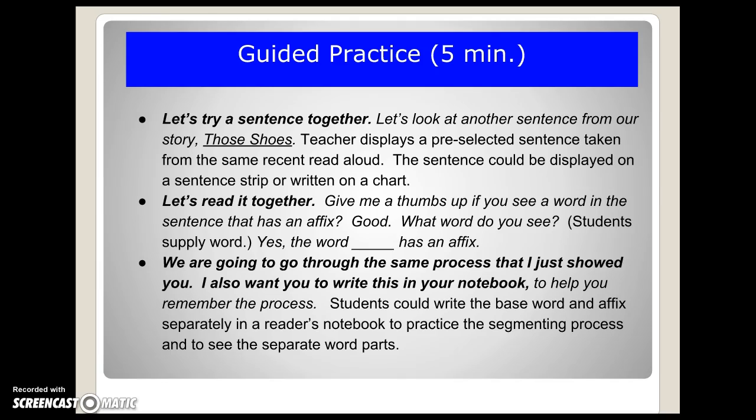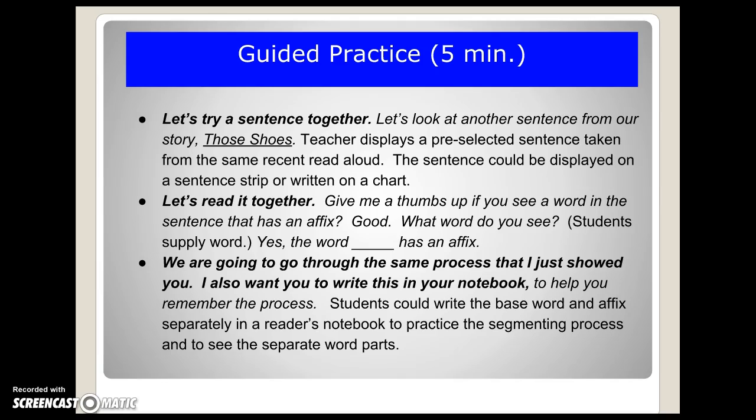Next, you would say, students, give me a thumbs up if you see a word in the sentence that has an affix. As your students go through this process, you might say, good, what word do you see? Yes, that word has an affix.